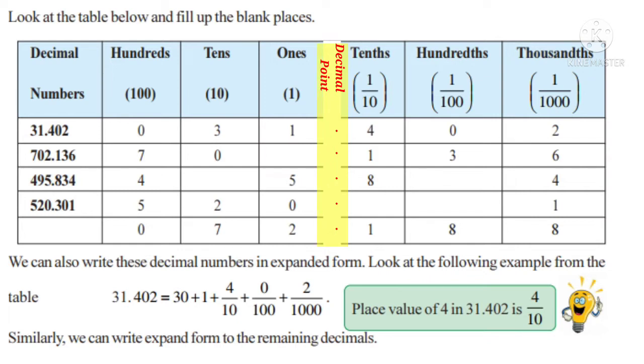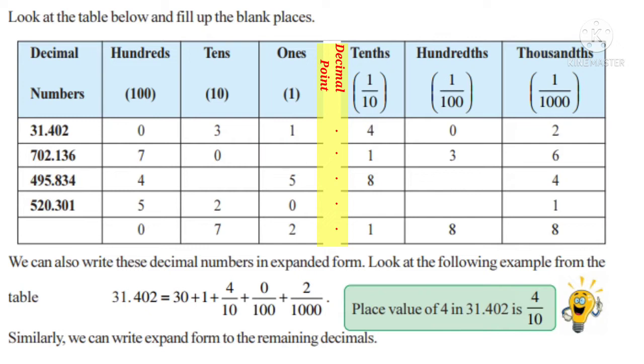Now here in this table, observe that decimal numbers are given on the left side. On the right side, place values are given. In the middle, the decimal point column is there. On the left side of the decimal point, ones, that is into 1, tens, that is into 10, hundreds, that is into 100 place values are given. And on the right side of the decimal point, tenths, that is into 1 by 10, hundredths means into 1 by 100, thousandths means 1 by 1000 are given.